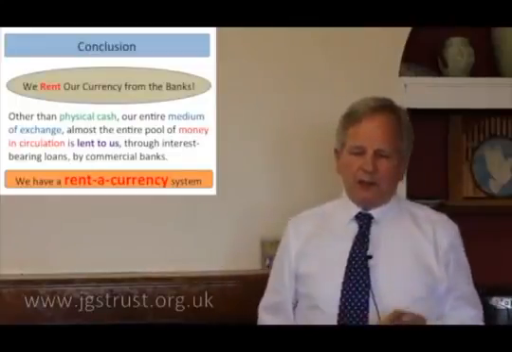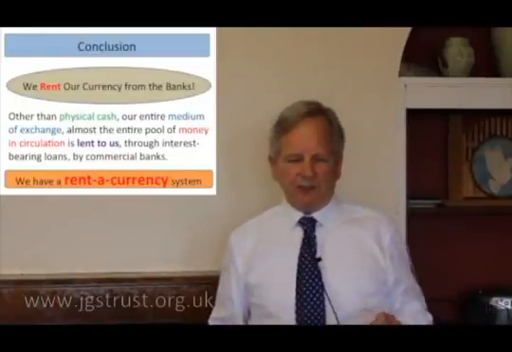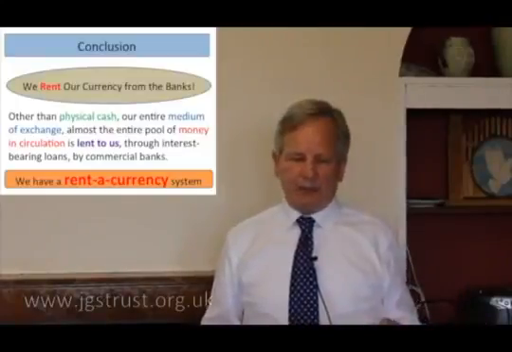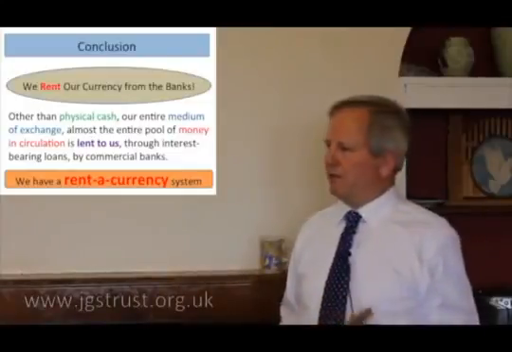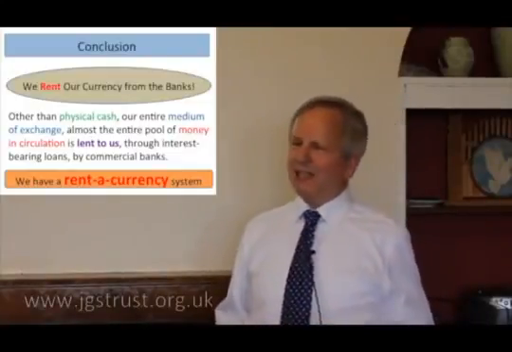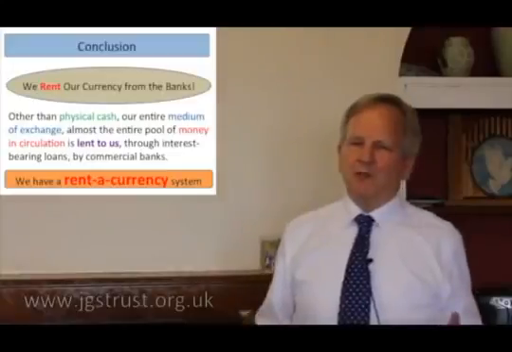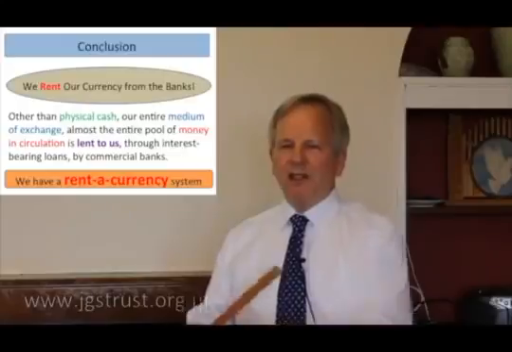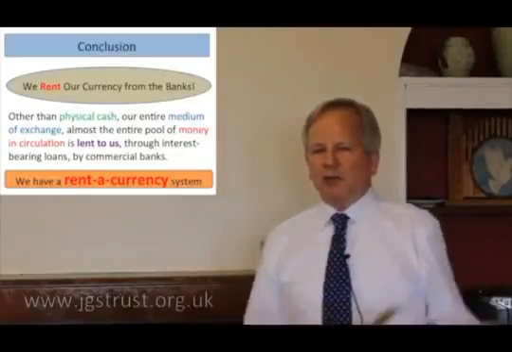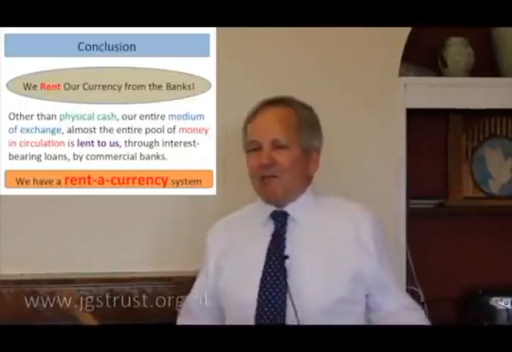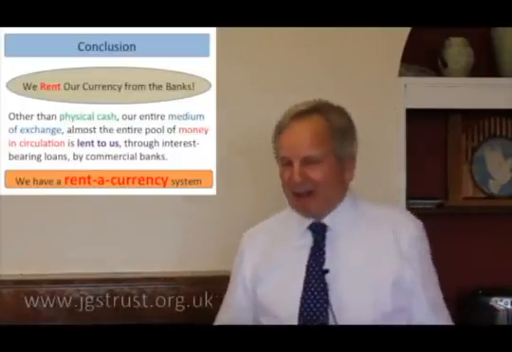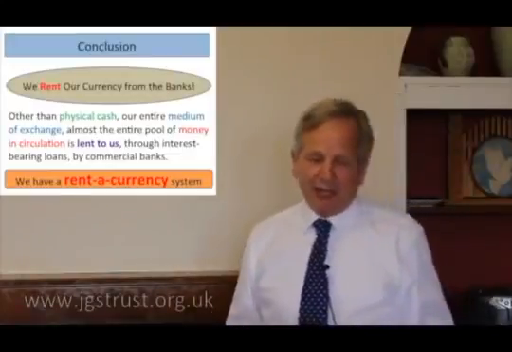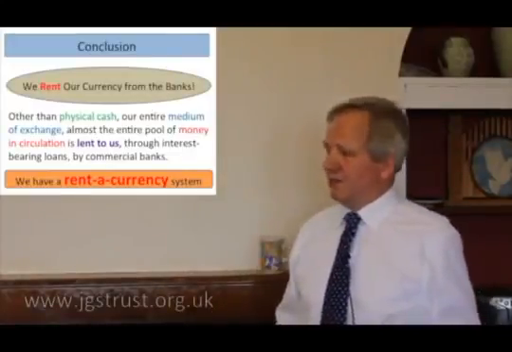So the conclusion is we actually rent our currency, our medium of exchange, from the banking system, through these interest-bearing loans. And that's weird, isn't it, when you think about it? They charge us for using their numbers, which cost them nothing to type in. Well, my numbers are as good as their numbers. As a mathematician, I must say this. So why am I forced to rent their numbers? So I like the phrase that we have a rent-a-currency system.